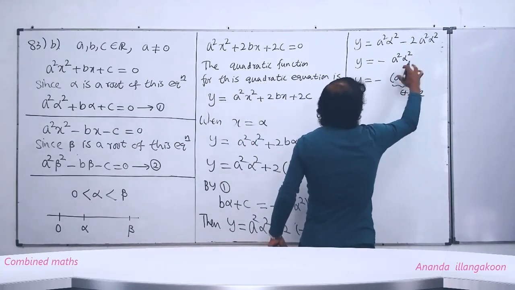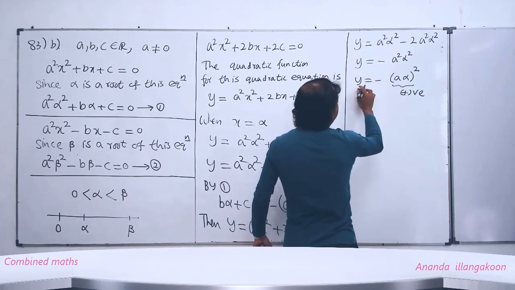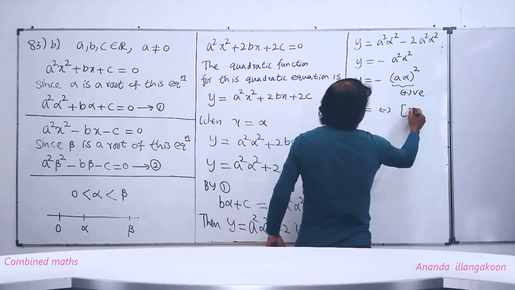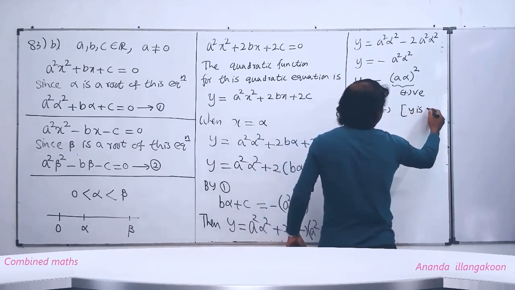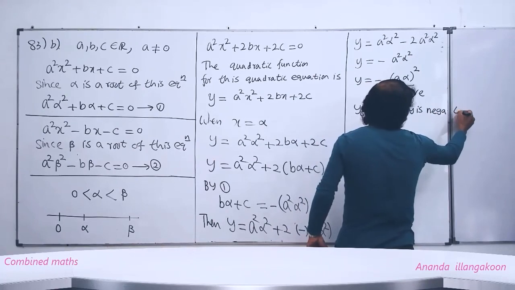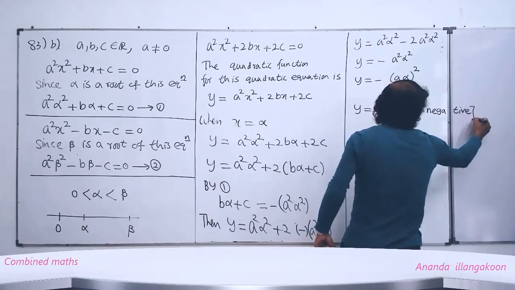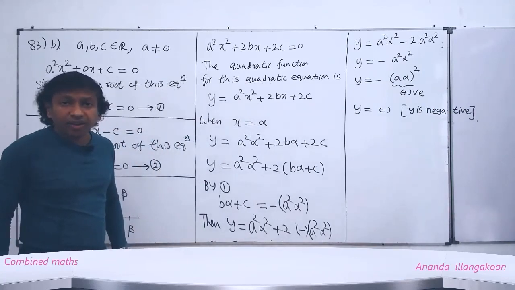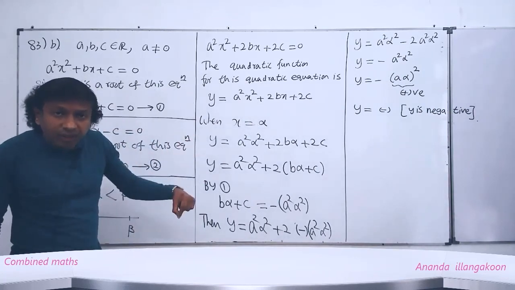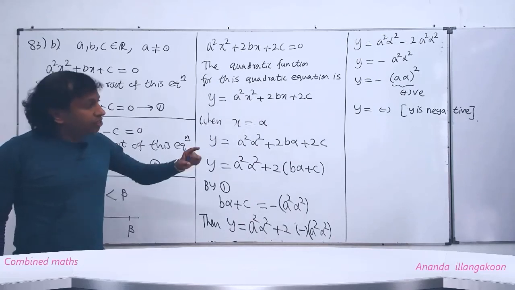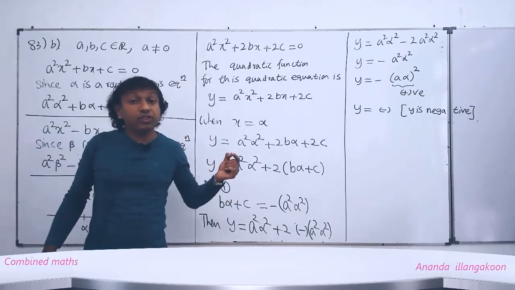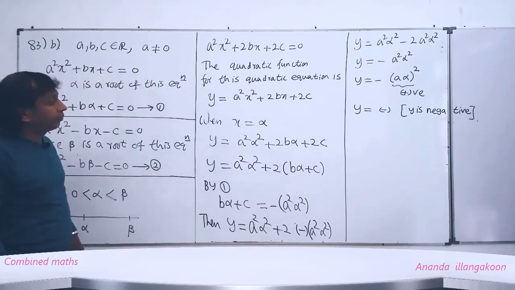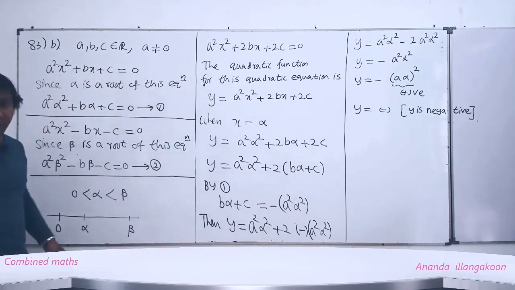That positive value, when you multiply by this minus sign, we get for y what? y is negative. That means, people, when x equals alpha, the graph lies below the x-axis. y negative is that. Similarly, we will find when x equals beta. What is y? Right. Find that, people. When x equals beta, find that.